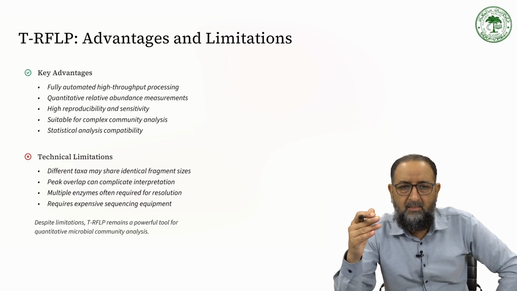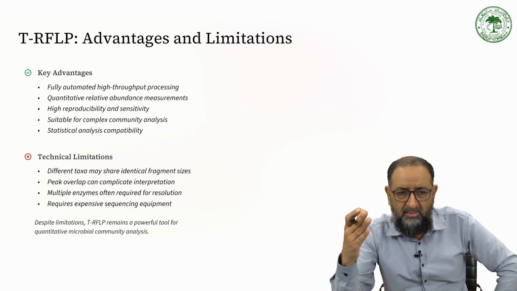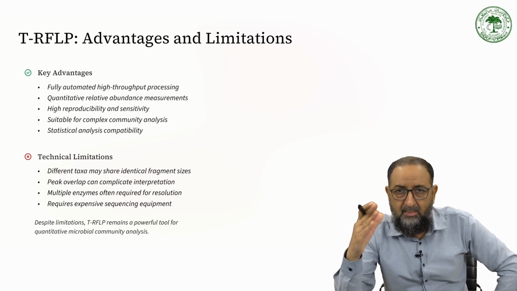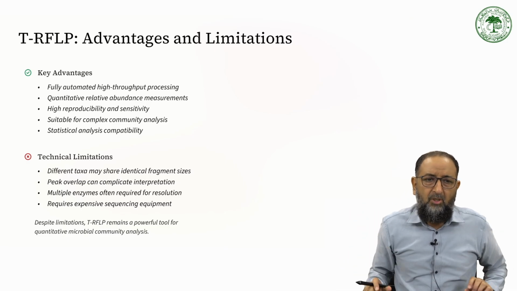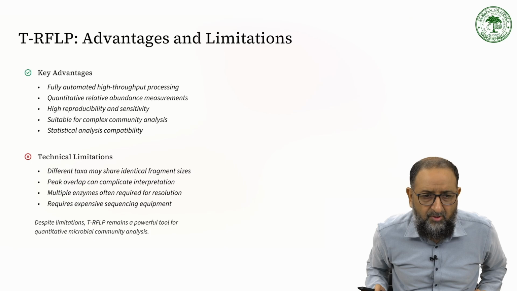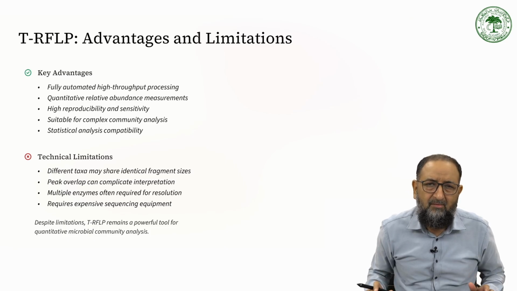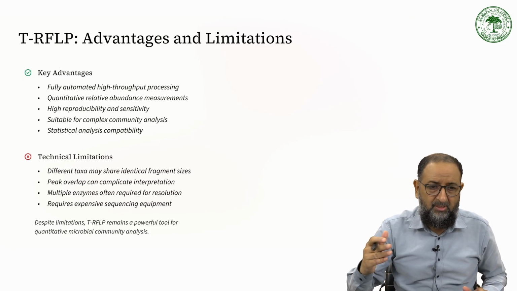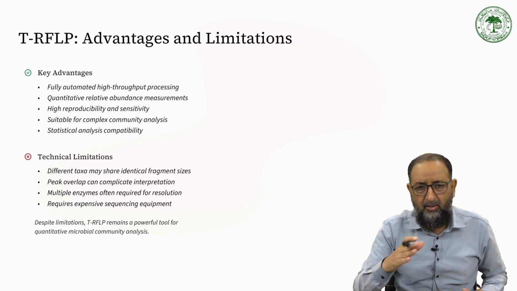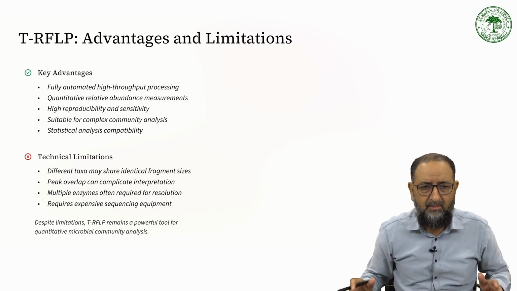Statistical analysis is compatible, so statistical significance can also be checked. Statistical analysis can be done on that. Now, what are the limitations which may sometimes make scientists not use this technique, or get rid of this technique and try to think of something else?